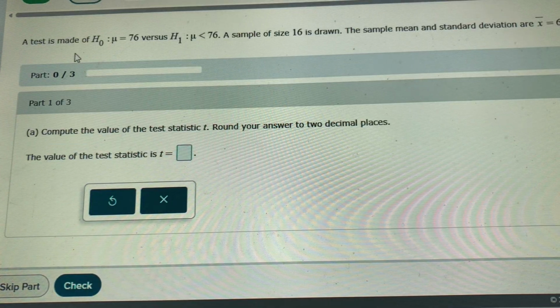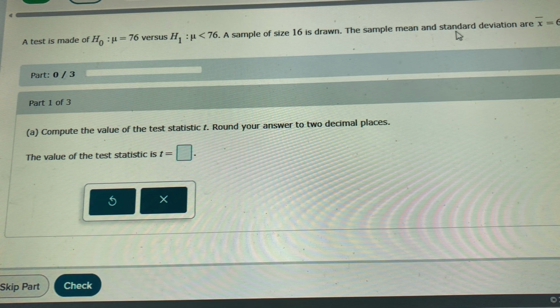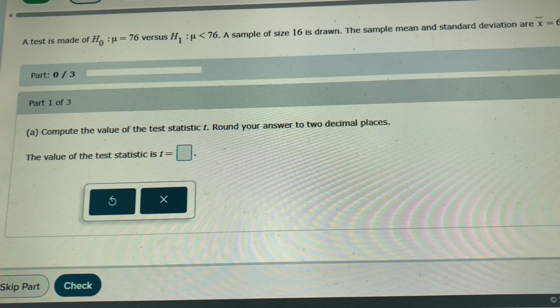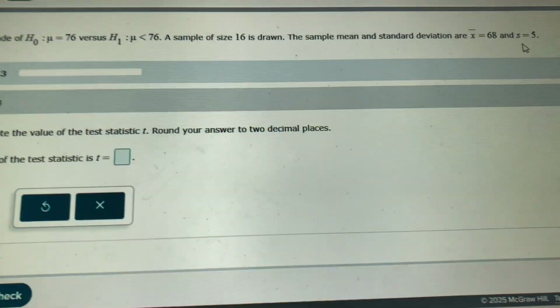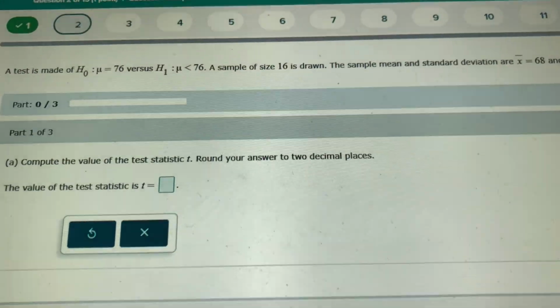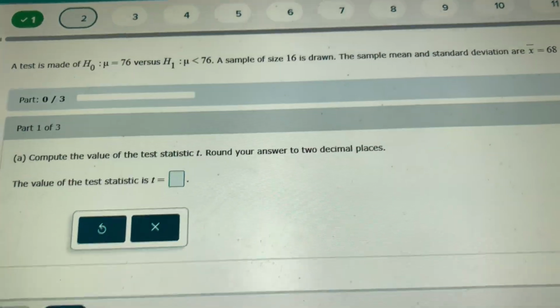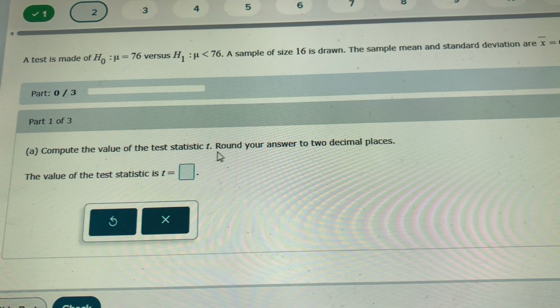Okay, a test is made of the null hypothesis that mu equals 76. The alternative is that it's less than 76. There's a sample size of 16. The sample mean and standard deviation are 68 and 5, and notice it's S equals 5, not sigma equals 5. So that's a t-test for sure. Compute the value of the test statistic t.